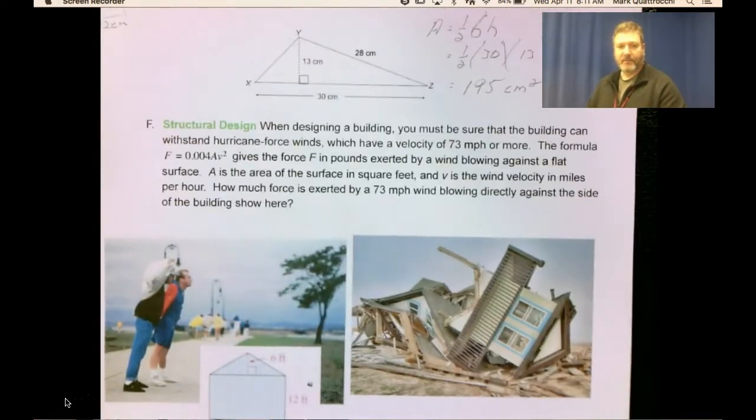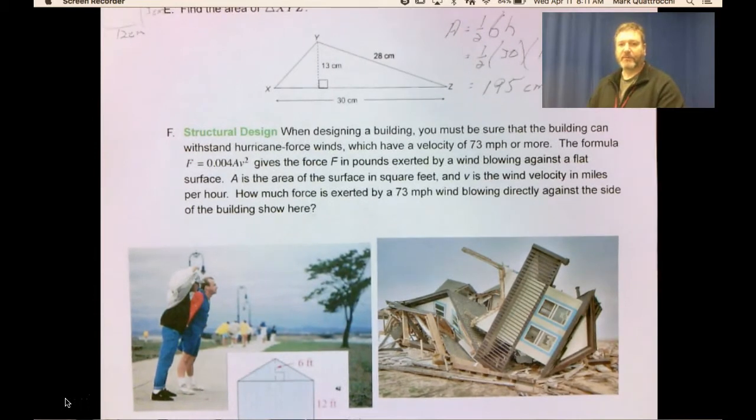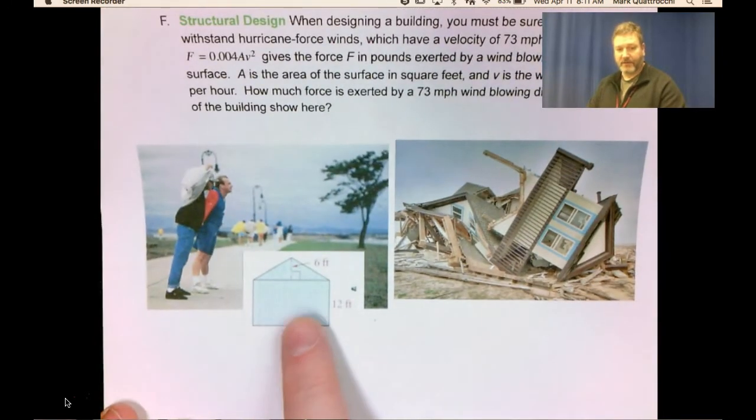Structural design. When designing a building, you must be sure the building can withstand hurricane force winds, which have a velocity of 73 miles per hour or more. The formula F equals 0.004 A V squared gives the force F in pounds exerted by the wind blowing against a flat surface. A is the area of the surface in square feet. V is the wind velocity in miles per hour. How much force is exerted by a 73 mile per hour wind blowing directly against the side of a building shown here? So this building right here.